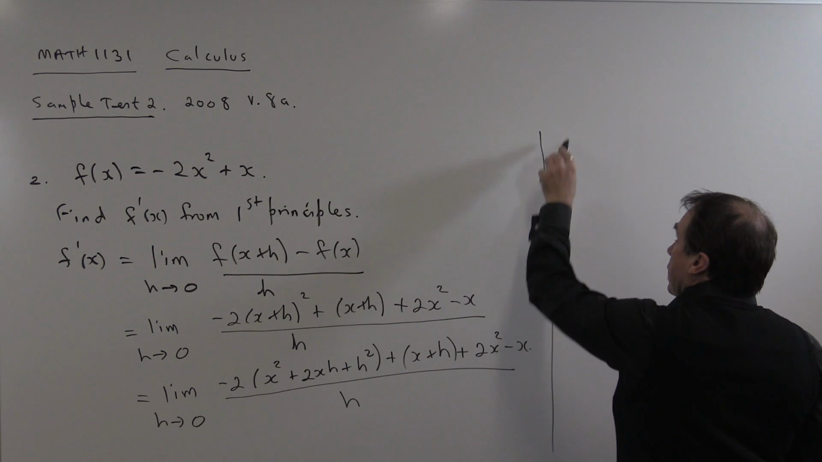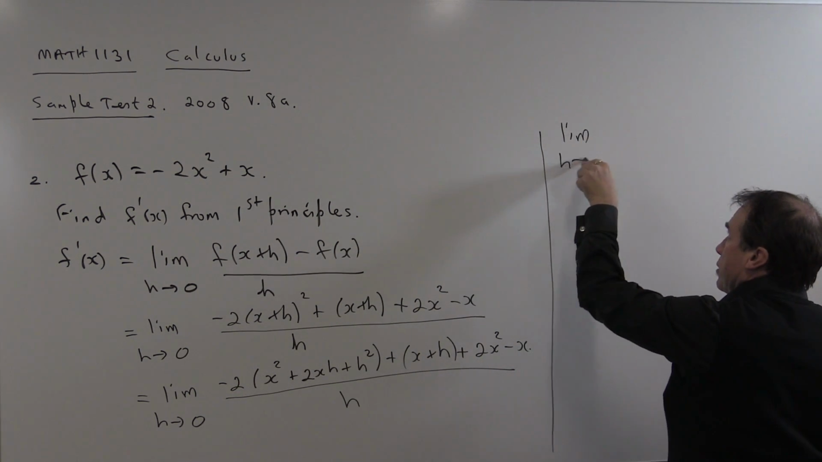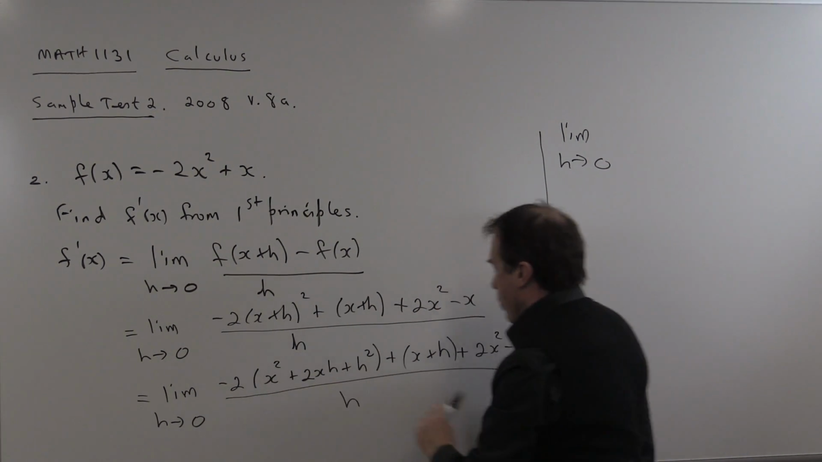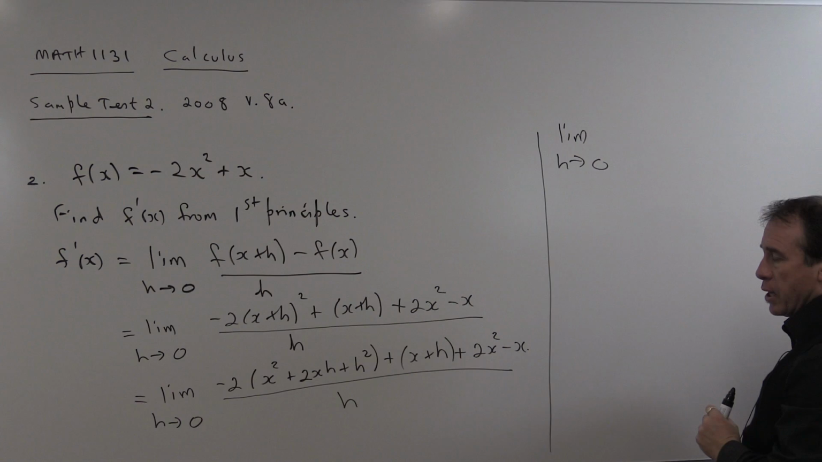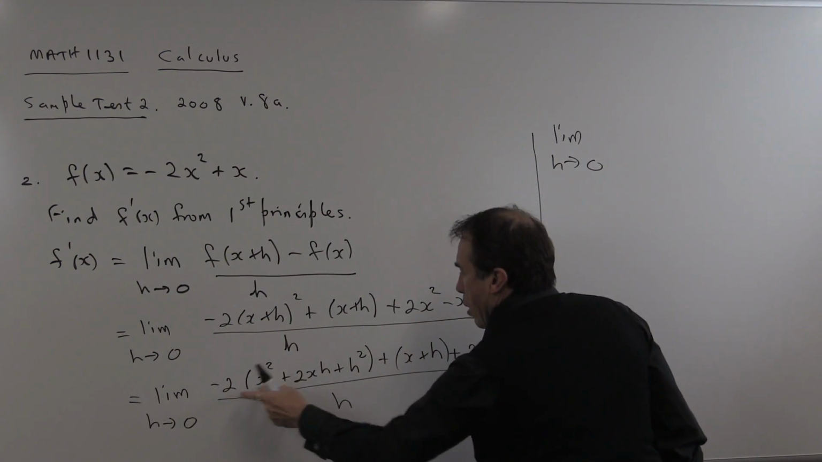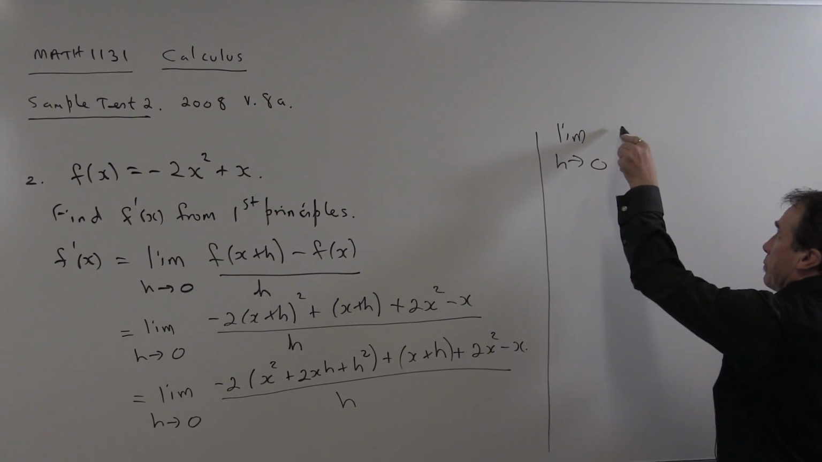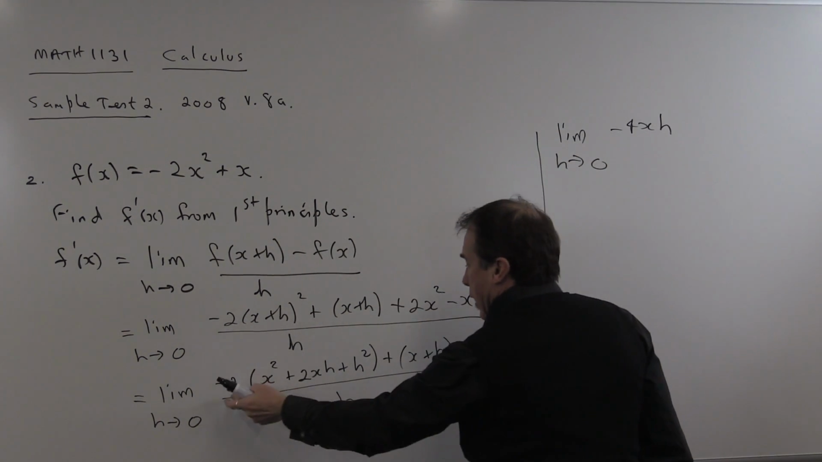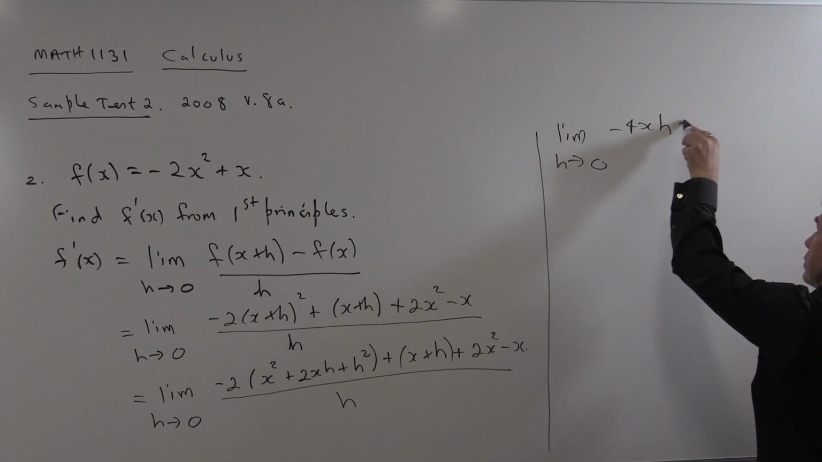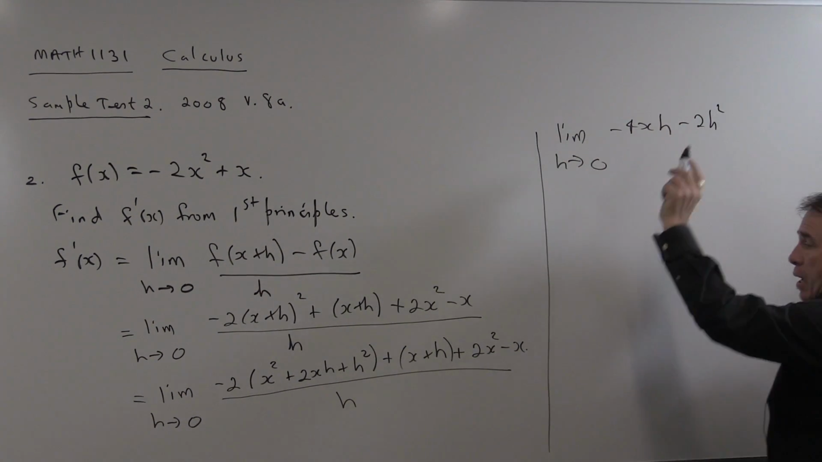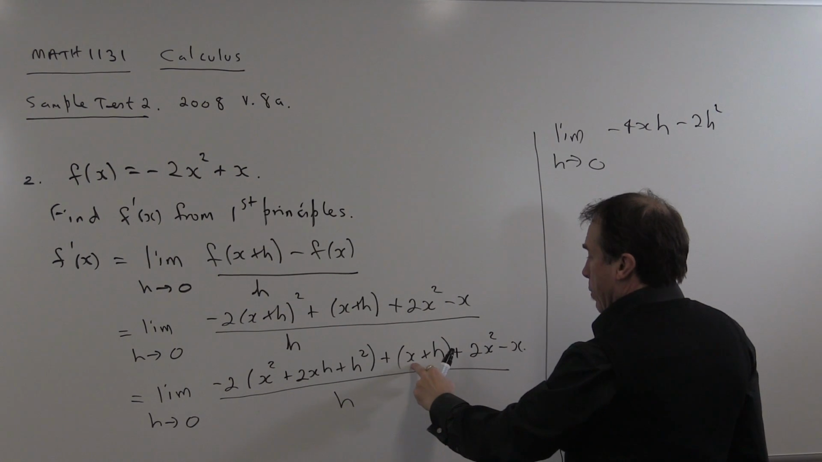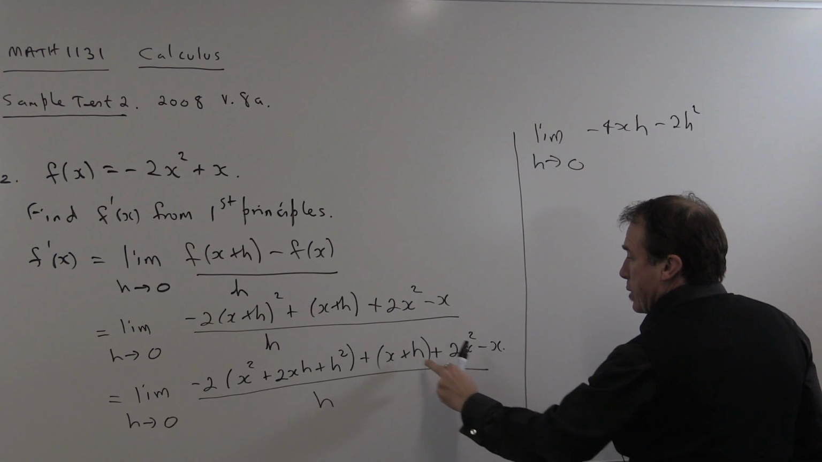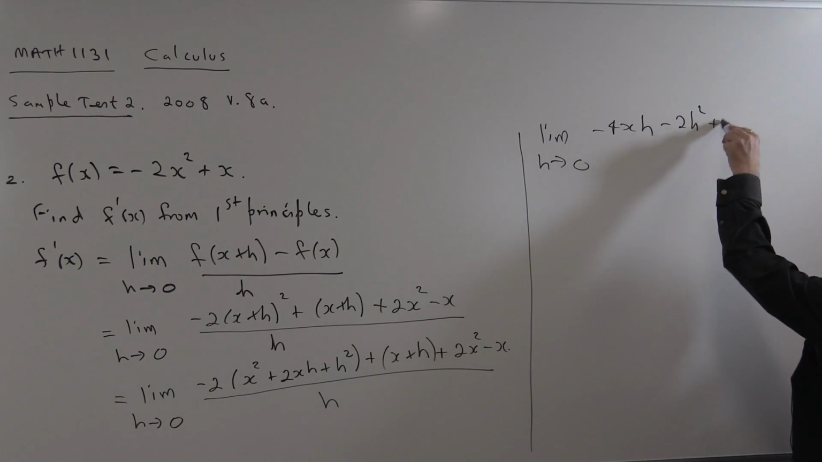Now if I then do a little bit more simplification on this as h goes to 0, then I'm going to get a minus 2x squared there, which will cancel with the plus 2x squared there. I'm going to get a minus 4xh, which won't simplify with anything. I'm going to get a minus 2h squared. And remember that I'm going to get a plus x plus h. The plus x will cancel with the minus x, and the h will just sit on the end.